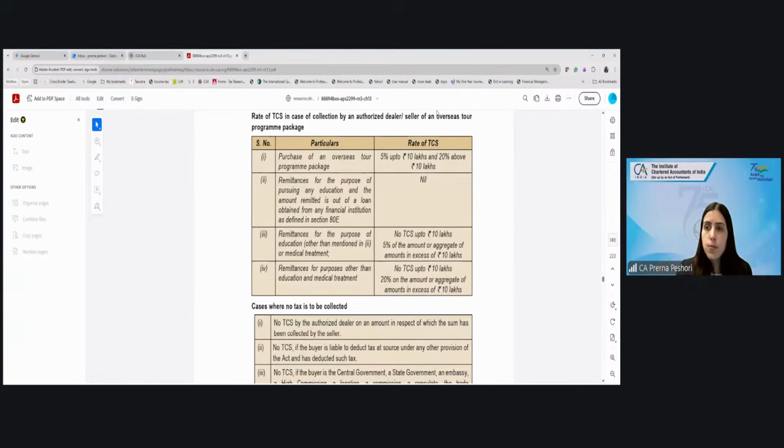Beyond 10 lakh, if it is for education through loan, nil. If it is for education or medical, 5. If it is for others, it is 20. Right? Yes.